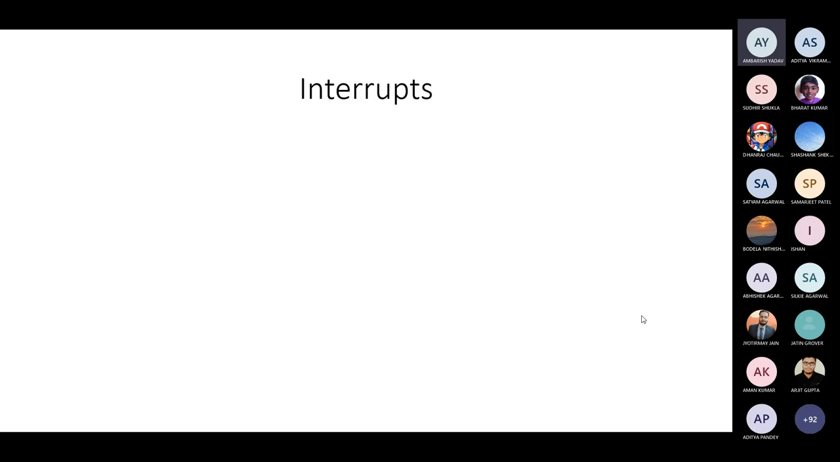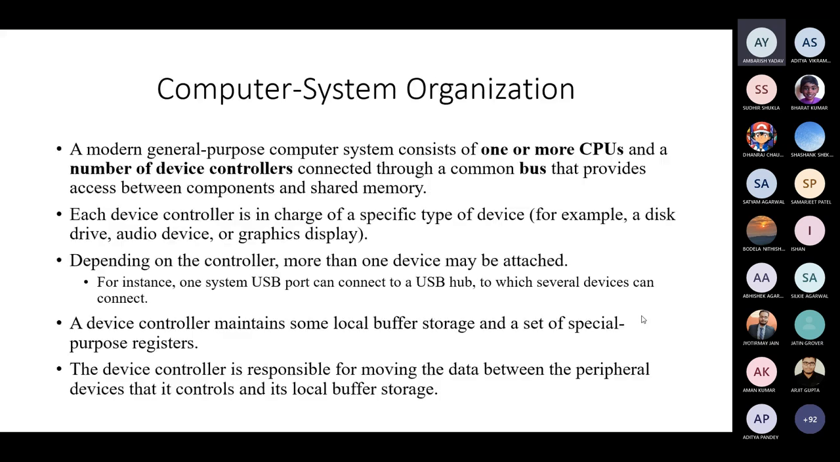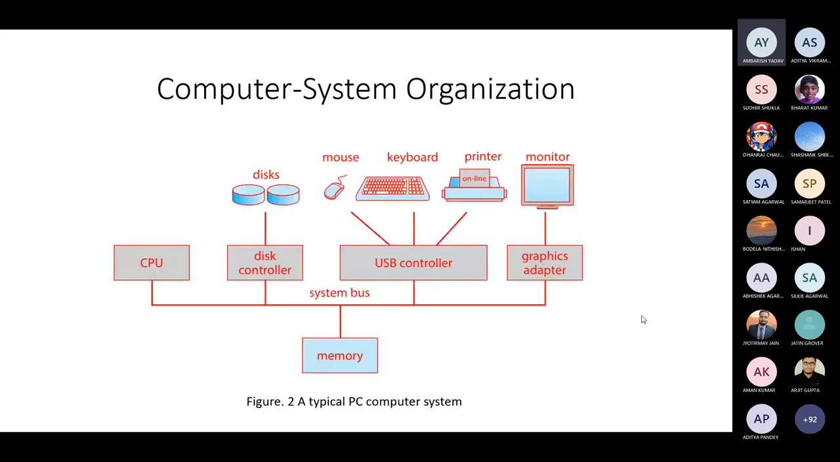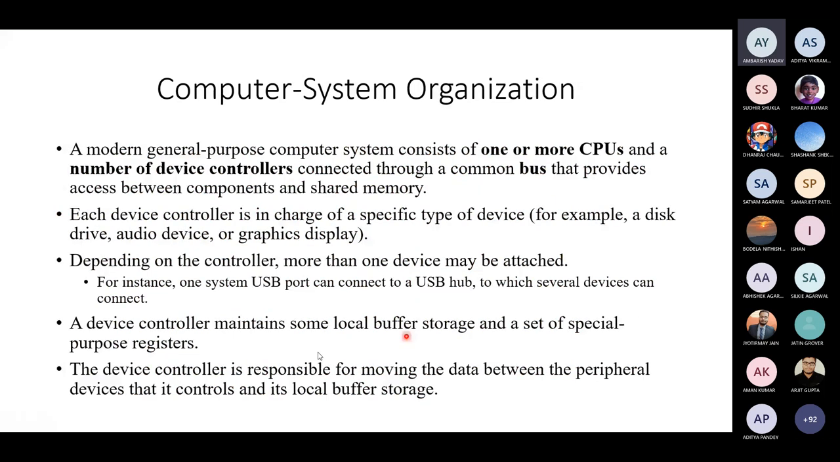At the same time, it should work efficiently, and hence we are using different sorts of hardware while trying to match the speed, so that the processor is used efficiently. So when an operating system or a device driver loads, that's what happens. A device driver controller maintains some local buffer storage and special purpose registers. These special purpose registers will be used specifically for applications like the graphics driver.